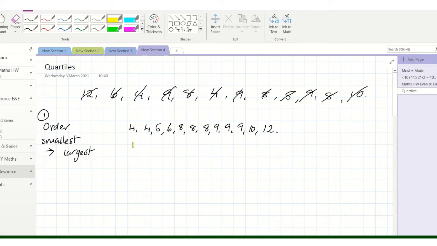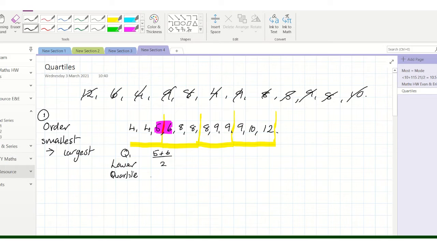Now, like we were saying in class, we divide it up into sections, into quarters. There are 12 numbers in this, so there's going to be 3 in each section. To find the lower quartile, Q1, we look at these two numbers here, 5 and 6, and we get the mean of those two numbers. We add them together and divide by 2. 5 plus 6 is 11, divide by 2, and that gives 5.5. So my lower quartile, Q1, is equal to 5.5.